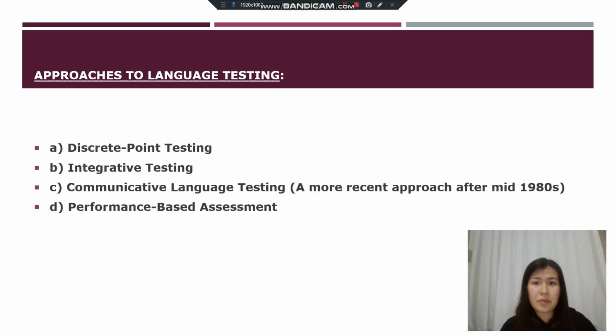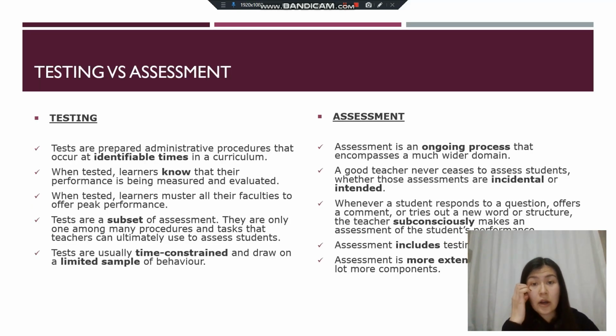And there are some approaches to language testing. They are discrete point testing, integrative testing, communicative language testing, and performance-based assessment. Okay, let's look at the testing and assessment. Let's compare them.